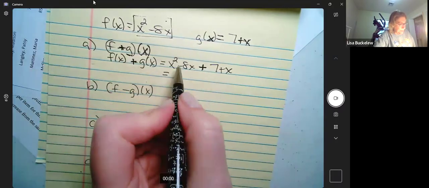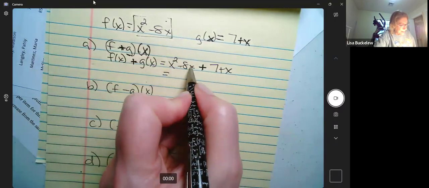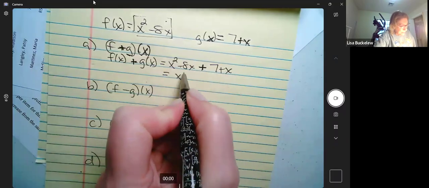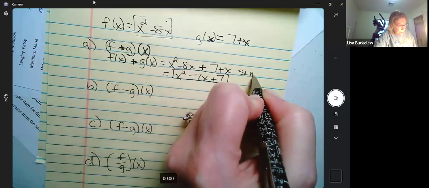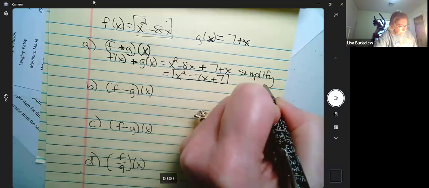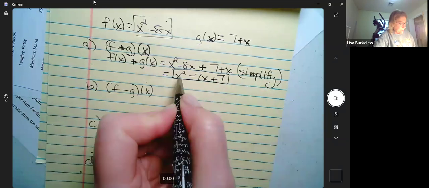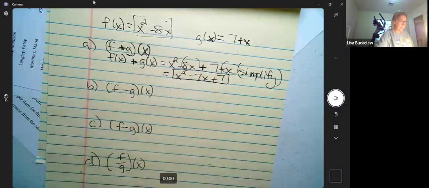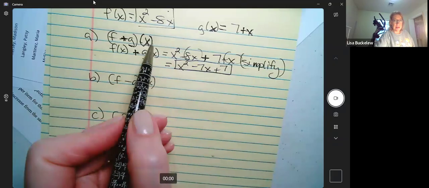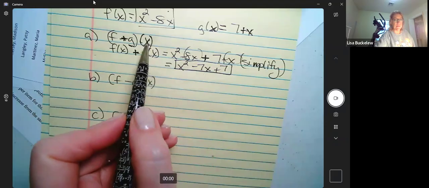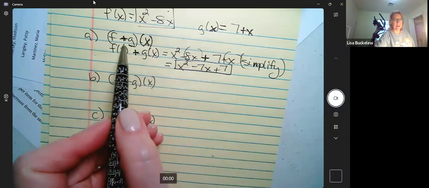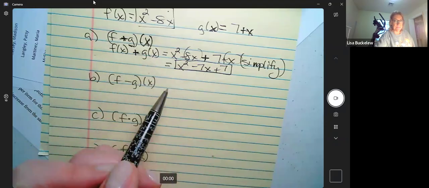I am, though, going to simplify by combining my negative 8x plus 1x. So that'll give me negative 7x and then plus 7. Okay, so once you have all the correct terms strung along, then you want to simplify it by combining any like terms like that, and then you're done. Since there was an x here, there's going to be an expression with x here. They did not give us a specific number to plug in. So this just means take the two expressions and add them.